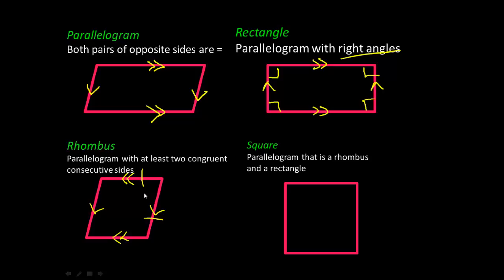A square is a parallelogram that is a rhombus and a rectangle. So parallelogram, opposite sides parallel. Square or rectangle, right angles. Rhombus, at least two consecutive congruent sides. So that and that. And as we know, that also means that this and this are congruent with a square. But again, we'll get into the properties and proving them in the next section. Right now, I'm just kind of introducing you to it.